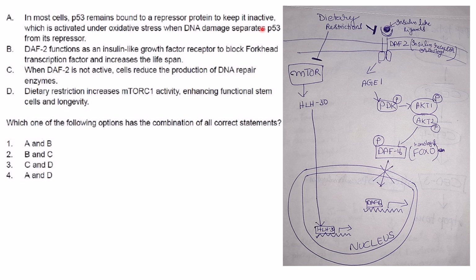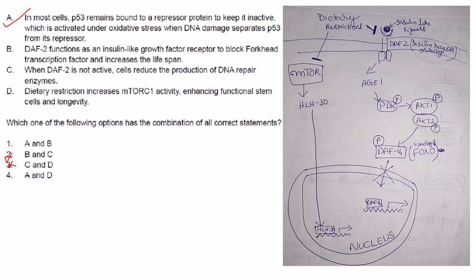oxidative stress and DNA damage. So oxidative stress and DNA damage, they are linked to the aging process. So whenever the cell senses oxidative stress and DNA damage, P53 gets activated. How? By separating from the repressor. Then active P53 participates in DNA repair and cell cycle arrest, and thereby influences longevity and aging. So A is correct. So that means second gone, third also gone. So 1 and 4 we have to see.